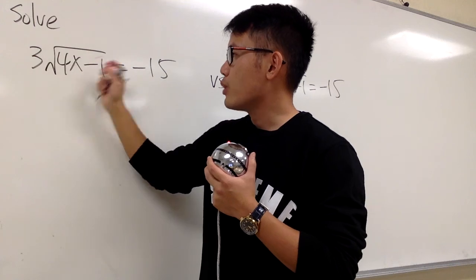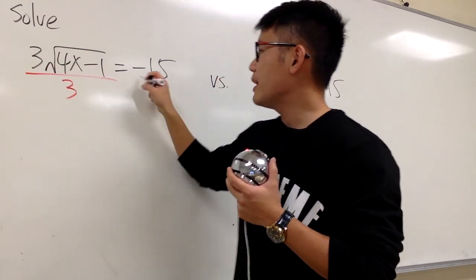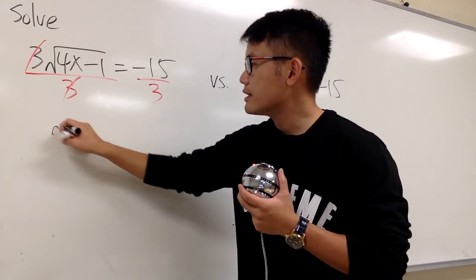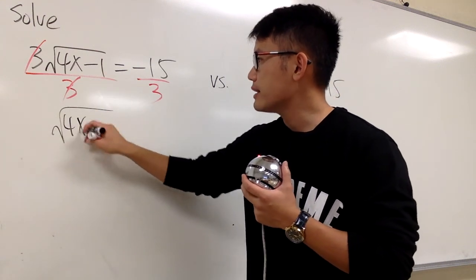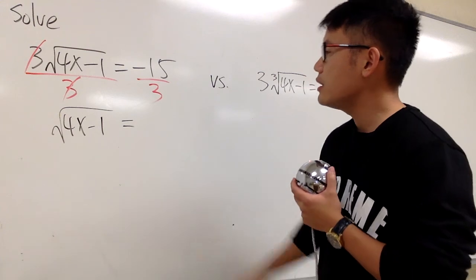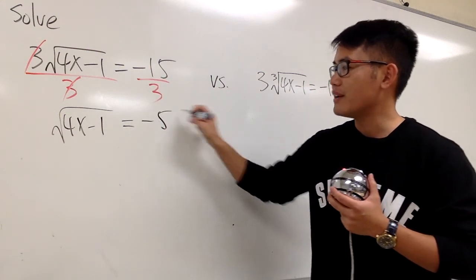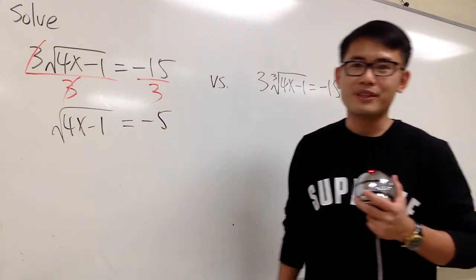Here we have 3 times the square root. What we should do is, let's divide both sides by 3 so that we can cancel. And we see that we have the square root of the inside, which is 4x minus 1. And then this is going to be negative 15 over 3. And we end up with negative 5. And we can stop right here already.